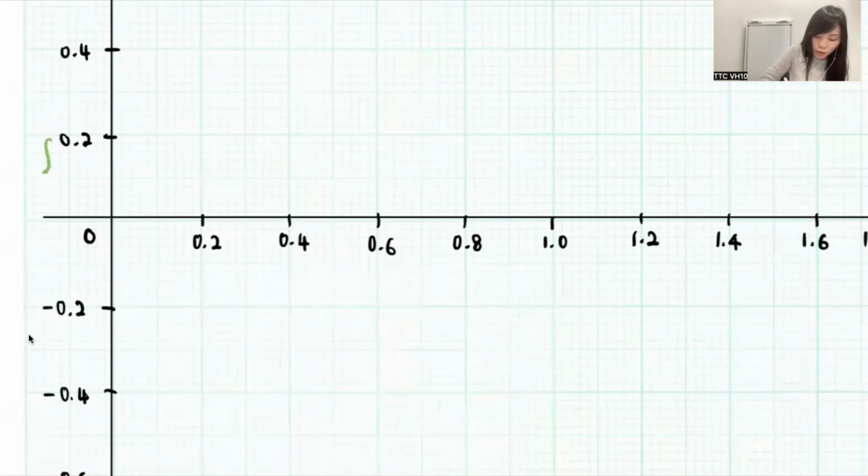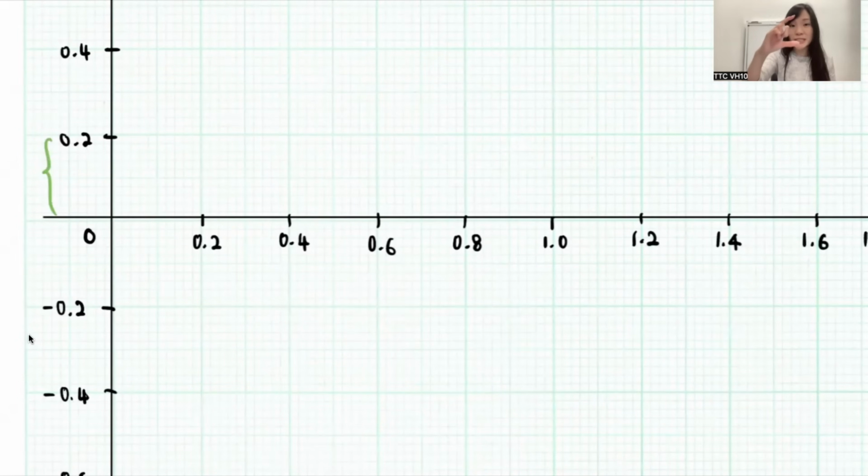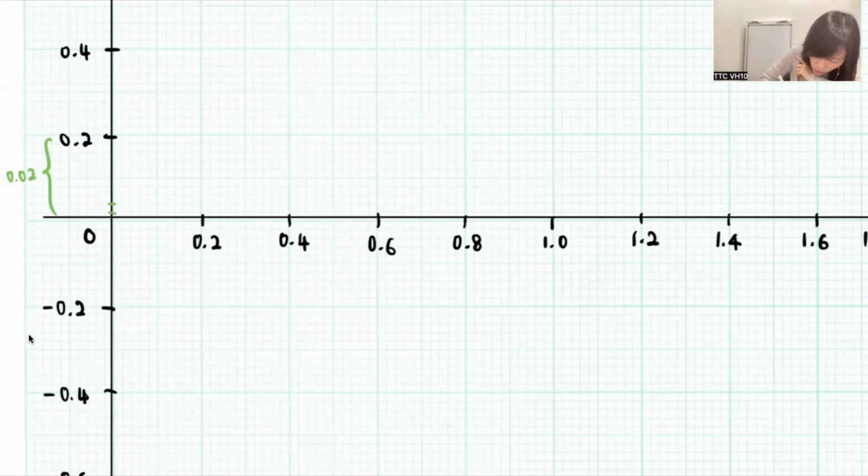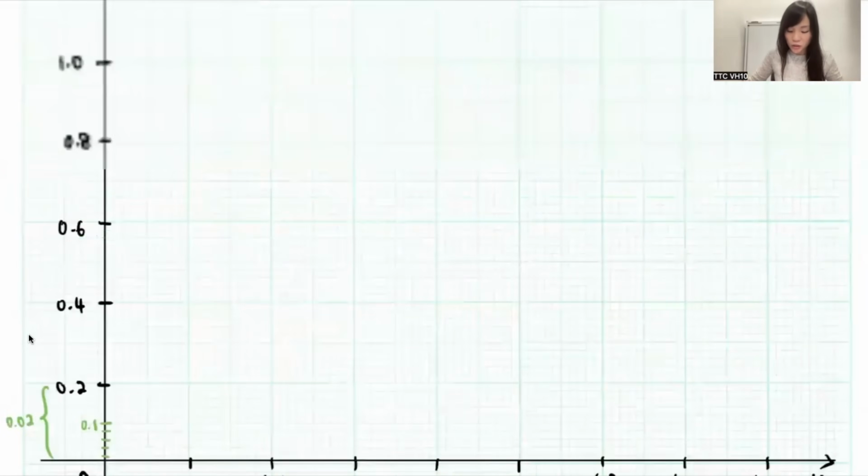So 0 to 0.2, the difference is 0.2. How many boxes in between? 10. So 0.2 divided by 10. Isn't it every single box will be 0.02 per box? So that's 0.02, 0.04, 0.06, 0.08, 0.1. So every 5 boxes is 0.1. Hopefully you guys all know how to count first, okay? So don't draw it wrongly. Draw wrongly, everything affected.